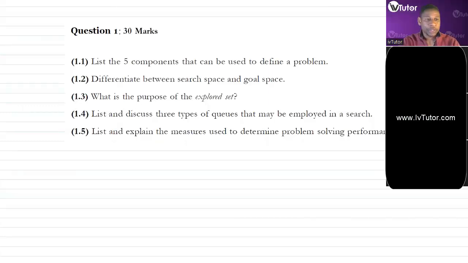Right. Which 5 components can be used to define a problem? Anything? I have no idea. This is my first class. All right. Anyone? Okay. All right. So rather let us do this, and then we'll come back to this question.